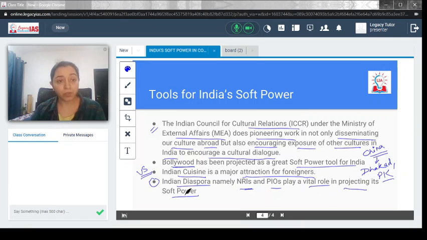This is again an important topic from your exam perspective. When you are writing your mains answer, try to incorporate these words. It will really be helpful for you to get more marks.